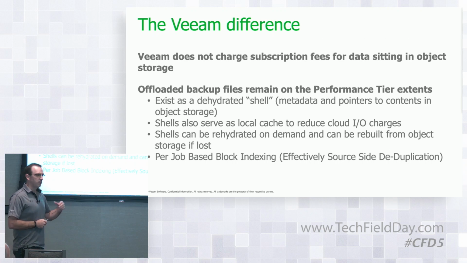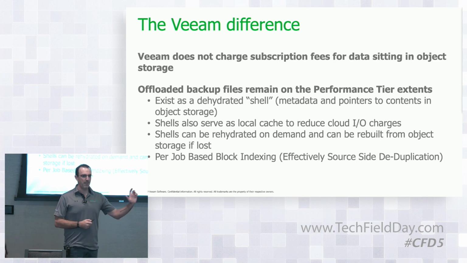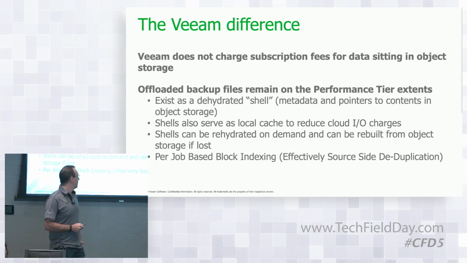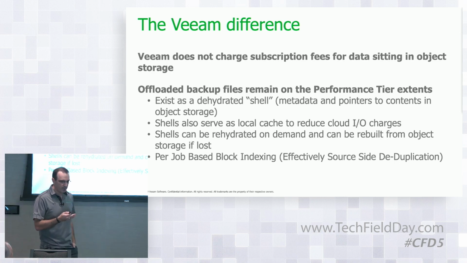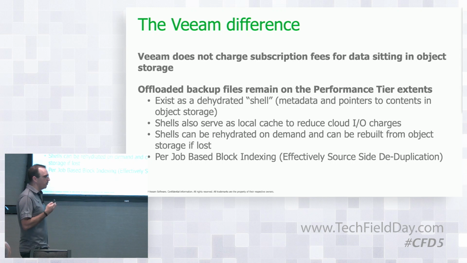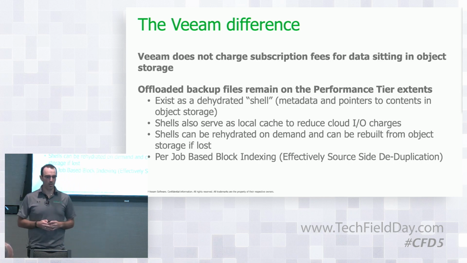Shells are still local, and we'll see this in the demo: when we dehydrate the data, for those that know Veeam, the VBK file itself is still present locally on that performance tier. But all the data is sitting in the object storage, okay? But the actual physical file is still there. And that's important for a number of reasons, because it still lets us rebuild objects if we lose data. And we're also doing per job dedupe as well. So we're effectively doing source-side dedupe by shifting only blocks that we require up to the object storage. We don't shift the same block twice. So we've got that source-side dedupe going on.